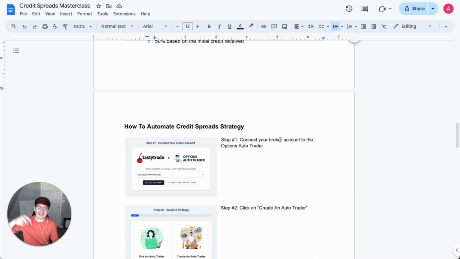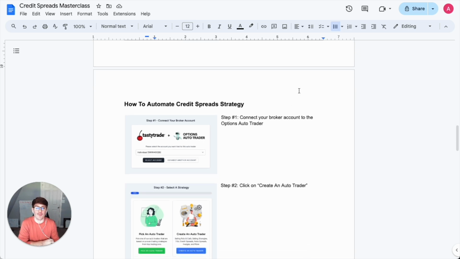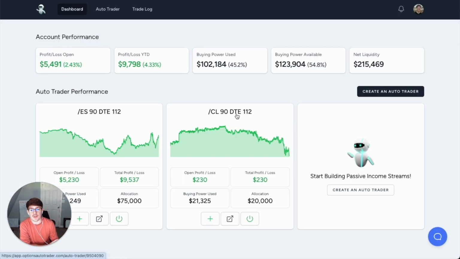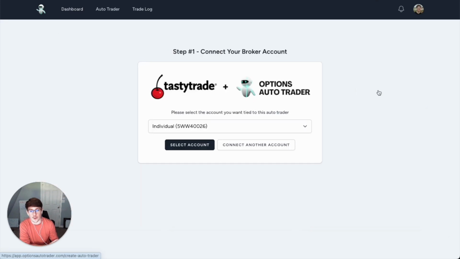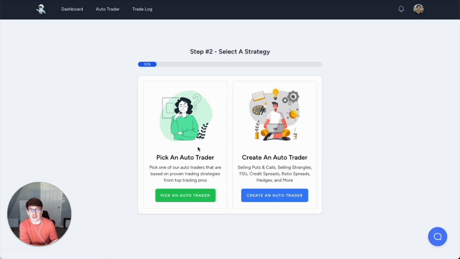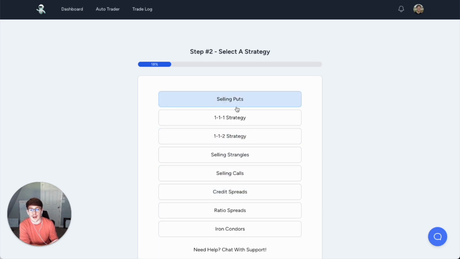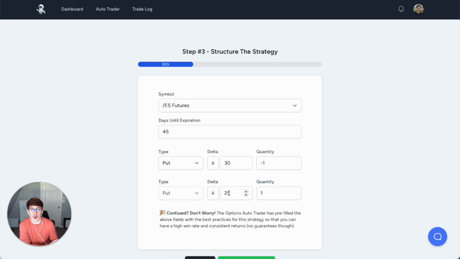Now, again, if you click down below, you'll get access to this document. You can walk through step by step how to automate this trade. But since you have me on video, let's do it together. So if we go here and we go on create an auto trader, we connect our Tasty Trade account, and we're going to click on create an auto trader. We're going to pick the strategy we want, which is credit spreads.